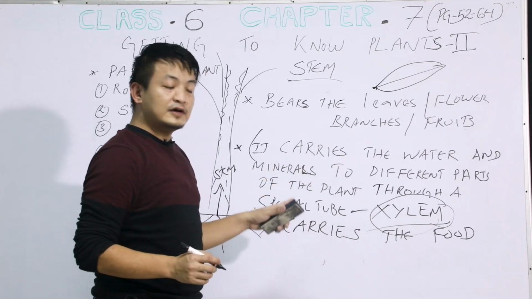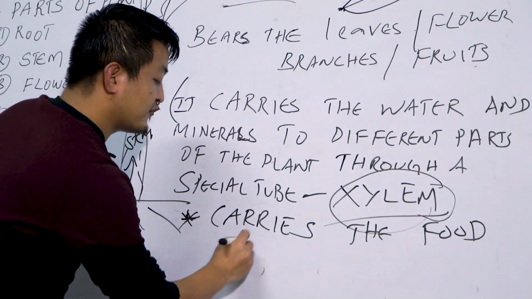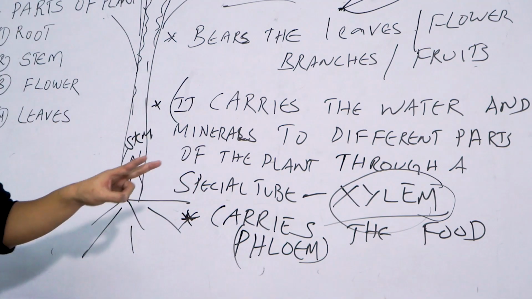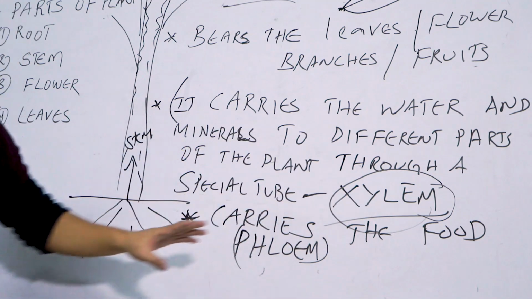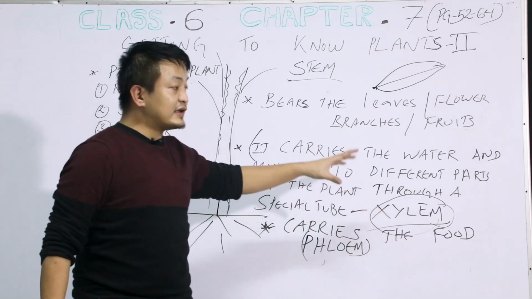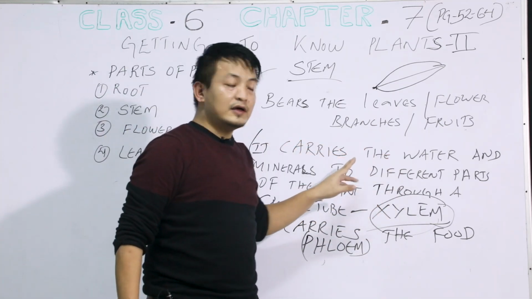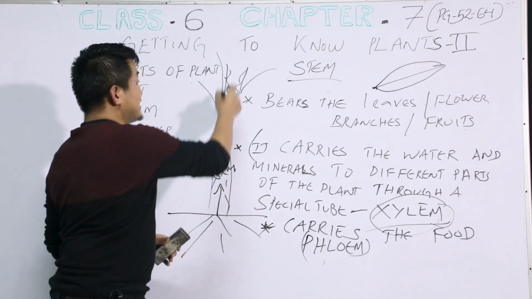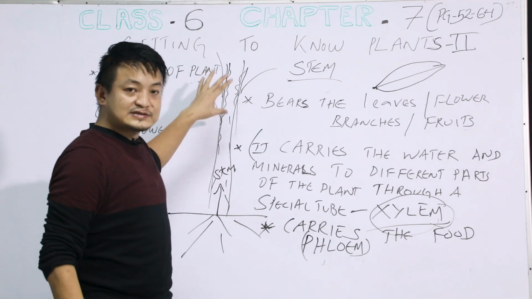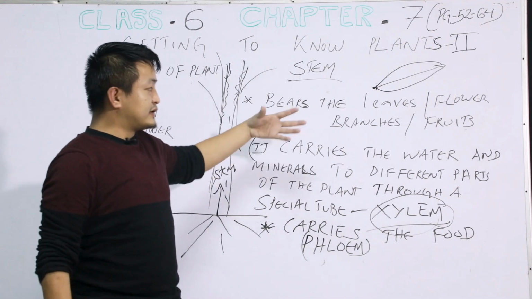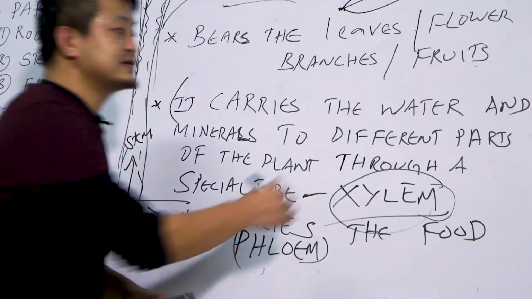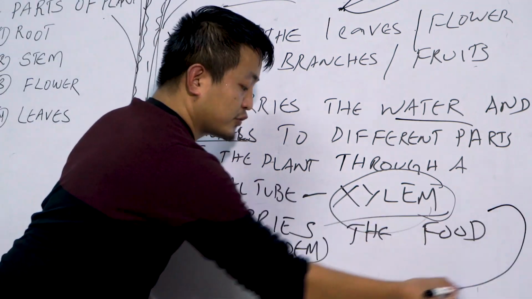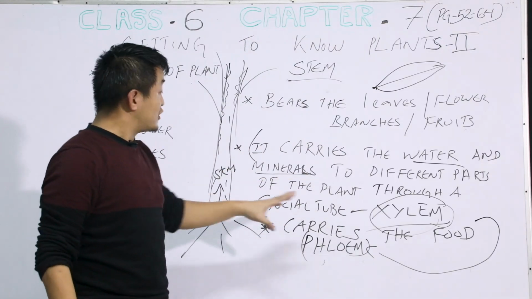It carries food through another special tube known as phloem. So you have to remember the two special tubes present in the stem, that is xylem and phloem. The role of xylem is that it helps in the distribution of water and minerals. Plants also need water, they also need food. So inside the stem we have xylem and phloem. With the help of xylem, water and minerals are transported. What about the food? Food is transported with the help of phloem. And we find this xylem and phloem in the stem.